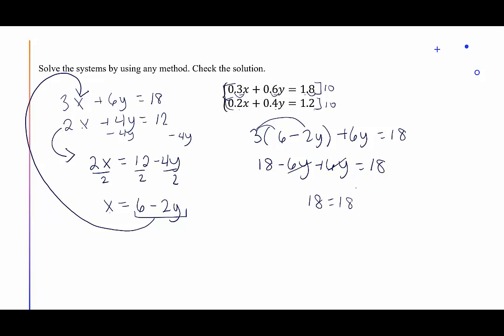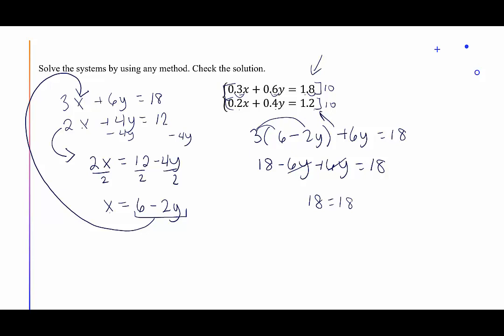So what does that mean? Did I do something wrong? I'm pretty sure I didn't, and the answer is no, I didn't. We ended up with a true statement. What this means is that these two equations that we were given are actually the same line. They graph the same line. So these are equivalent equations.